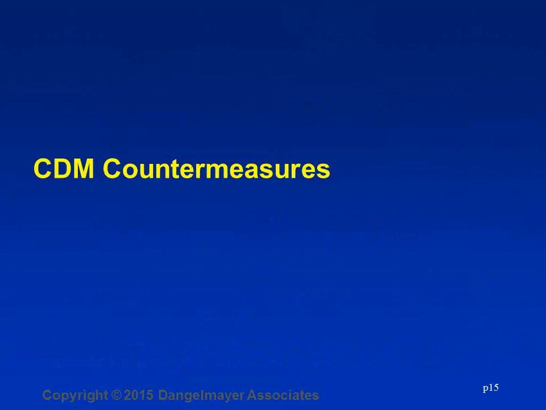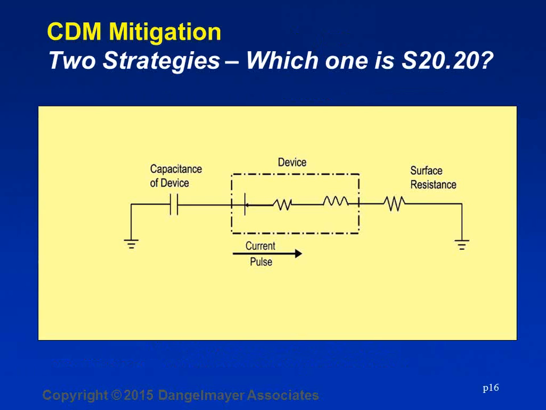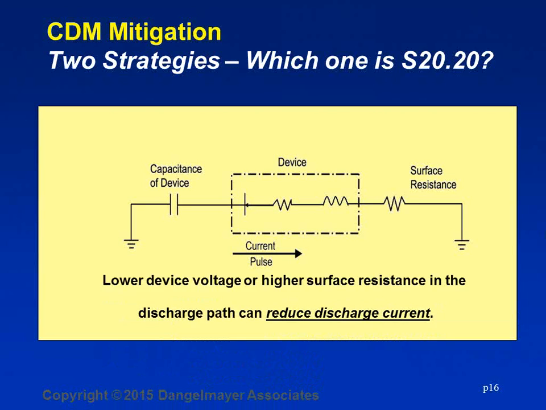Now we're going to talk about countermeasures, and we will discuss both strategies. Here we have that schematic that we saw earlier: the capacitance of the device relative to ground, and its discharge to and through a contact resistance to ground. What we're trying to do to prevent damage is to reduce the discharge current. Remember, it's not the voltage, it's the current flow that causes damage.